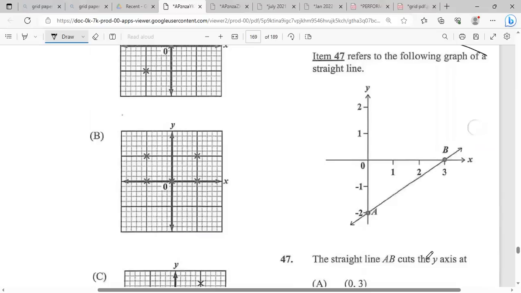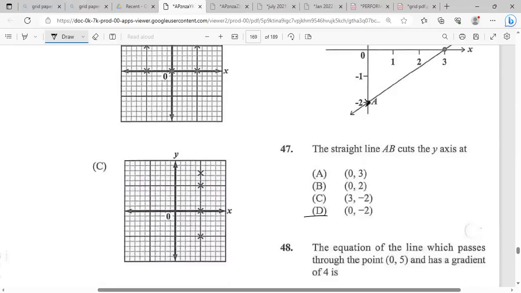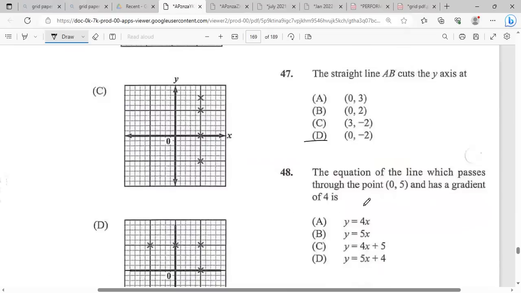The straight line AB cuts the y-axis. This is right here, and that's the point 0, negative 2. The equation of the line which passes through the point 0, 5 with a gradient of 4 is, so I said the gradient should be 4, so it's y equals mx plus c. Once I get the gradient, you automatically get it, right? So the gradient of 4, the y-intercept is 0, 4, 0, 5 rather, so that would be.